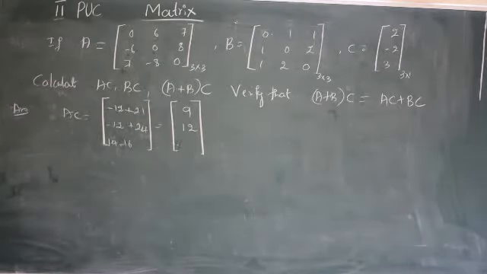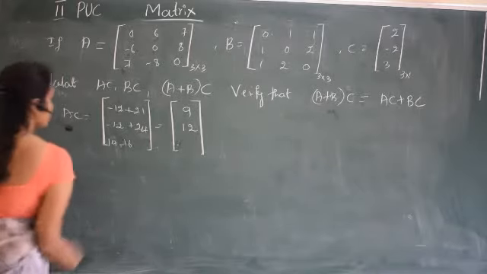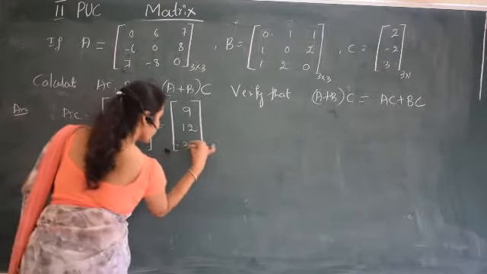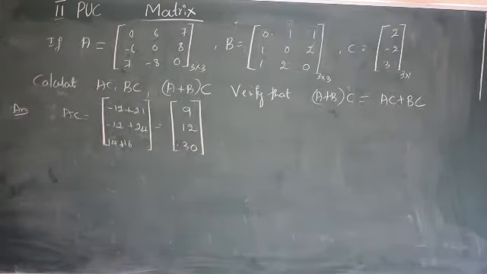And the last one, A into C: 7 into 2 is 14, minus 8 into minus 2 is minus 16, plus 0, which is 30. So we got the value of AC. Next we will calculate BC.